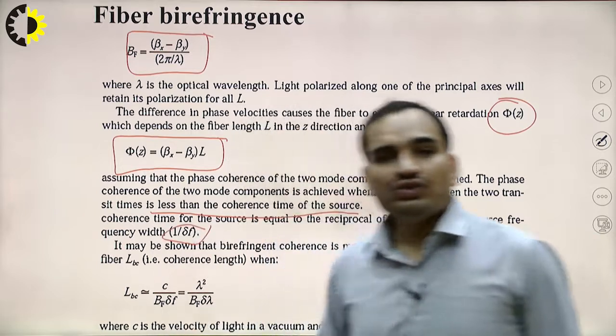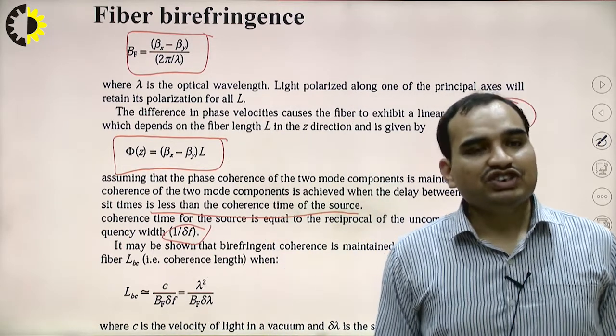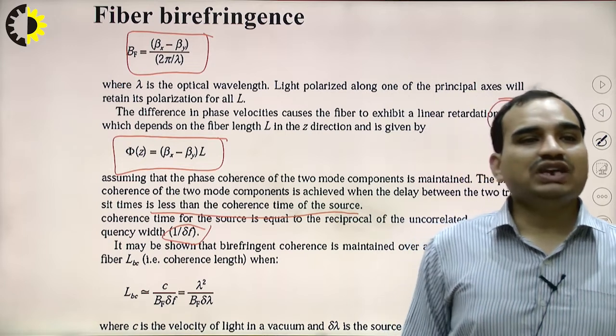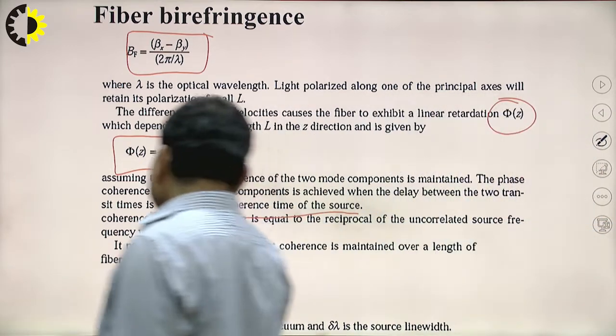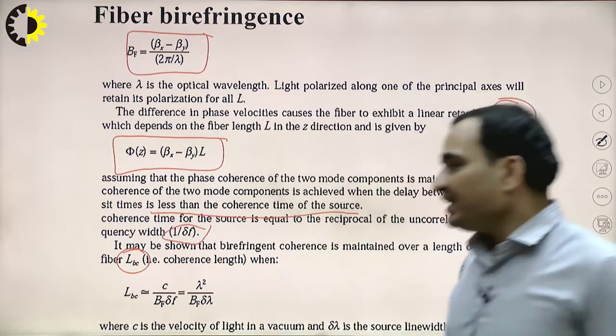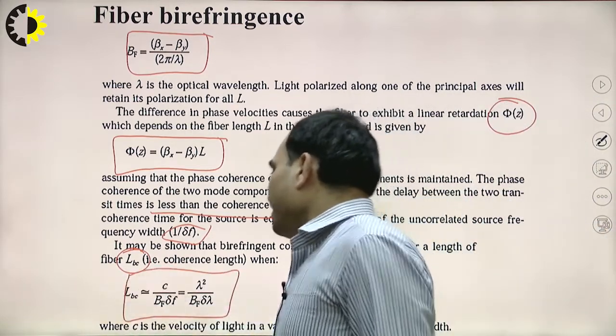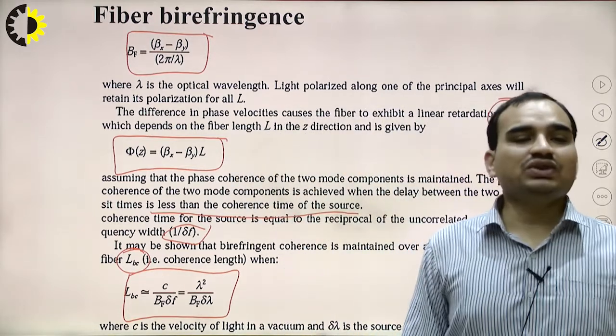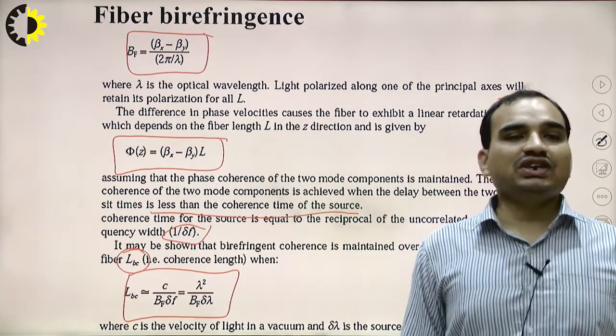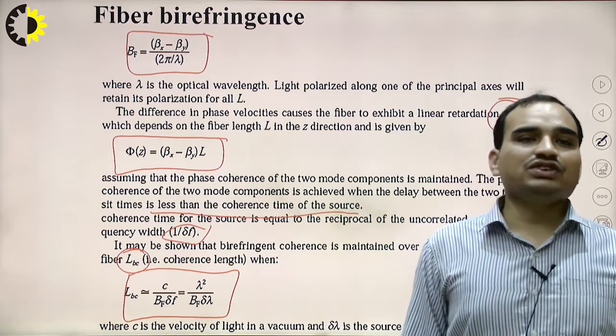So it may be shown that the coherence in the fiber birefringence is maintained over a length of fiber, LBC, the coherence length. So LBC equals c by Bf times del f, that is lambda square by Bf times del f, where c is the velocity of light in a vacuum and del f is the source line width.